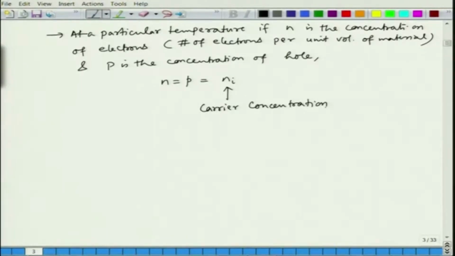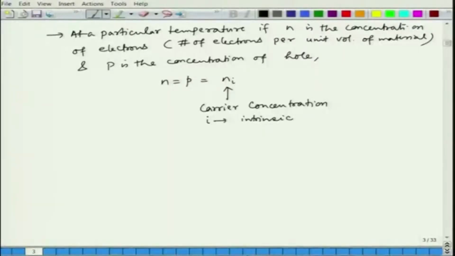Both electron and hole are charge carriers. So, this is called carrier concentration, and i stands for intrinsic. Intrinsic means, you will see in a short while, that we can tweak this carrier concentration by putting some other impurity, or some other doping element, in the original substrate element. So, intrinsic means when you do not have any impurity, it is pure material.